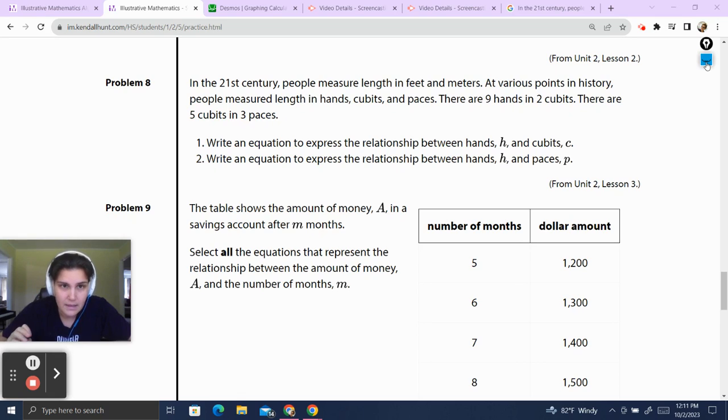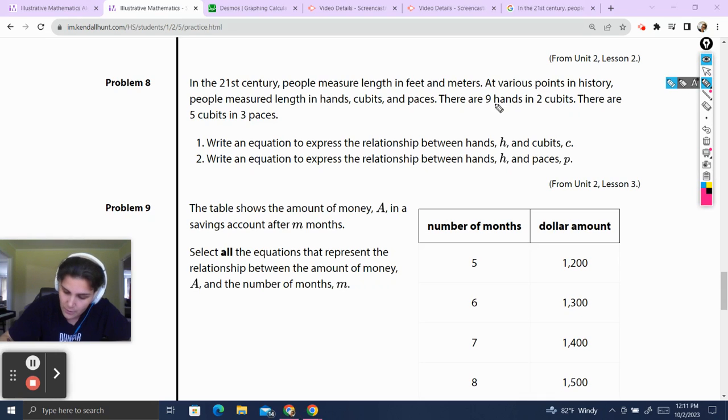Problem 8. In the 21st century, people measure length in feet and meters. At various points in history, people measured length in hands, cubits, and paces. There are 9 hands in 2 cubits, and there are 5 cubits in 3 paces. So, 1. Write an equation to express the relationship between hands and cubits. So we know that there are 9 hands in 2 cubits.